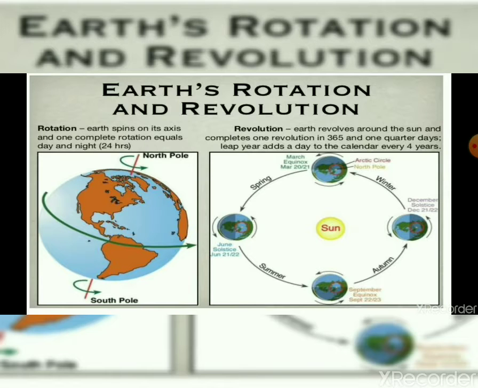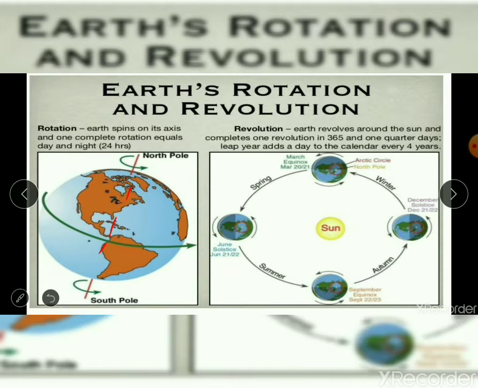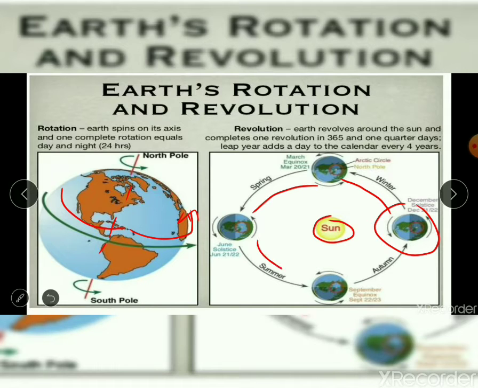Once again, I will explain what rotation and revolution are. Rotation: the imaginary line is there. This is called the axis. So the movement of the earth on its axis is called rotation. Whereas in the solar system, the sun is in the center and our earth revolves around the sun in a fixed path, that is the orbit. So this movement is called revolution.